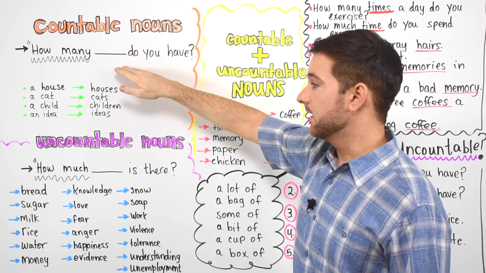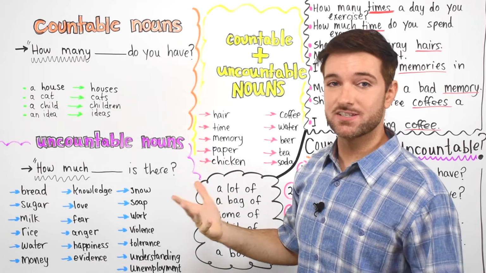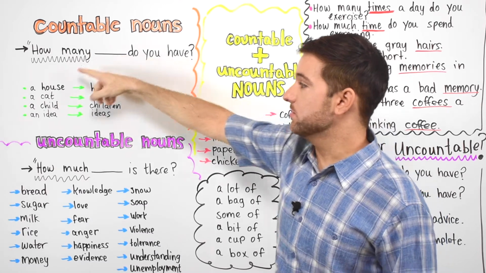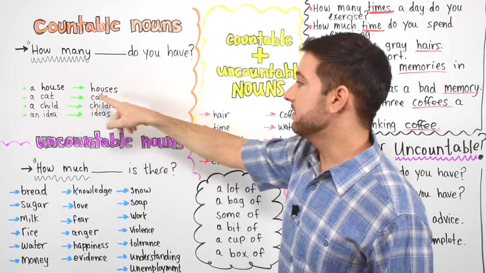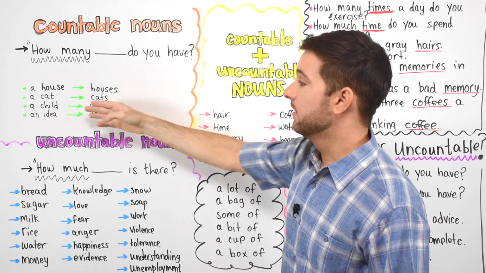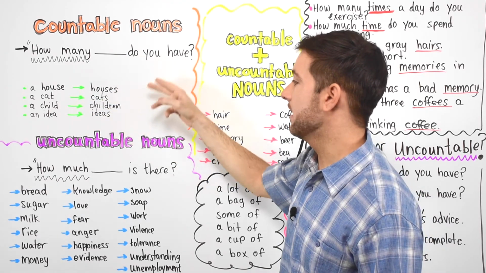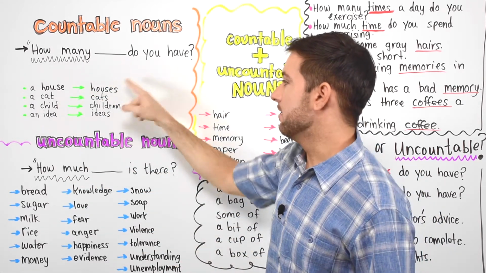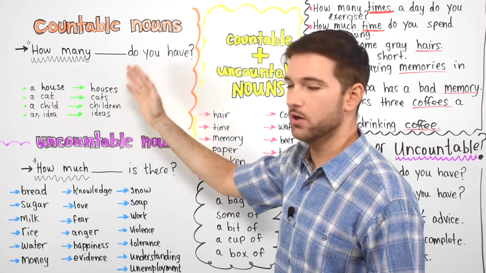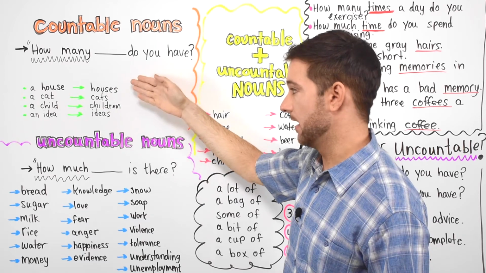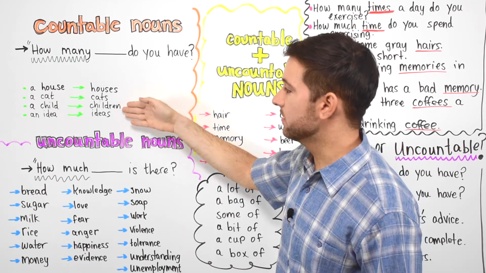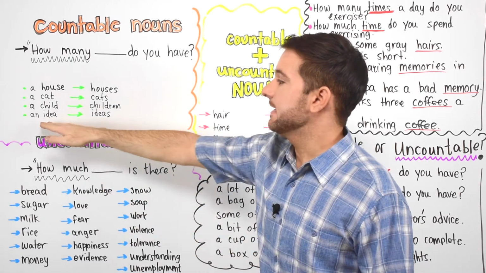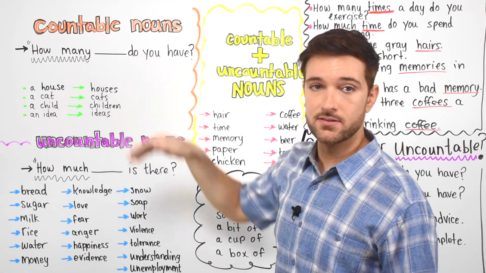So we'll take a look at some words and then we'll discuss it a little bit more, but we can put some of the plural forms of these words here. So instead of saying a house, we have to say houses. How many houses do you have? A cat becomes cats. How many cats do you have? You cannot say, guys, how many a house do you have? How many cat do you have? How many child? No. You have to say how many houses do you have? How many cats do you have? How many children, from a child, right? Becomes children. How many children do you have? And an idea becomes ideas. How many ideas do you have?